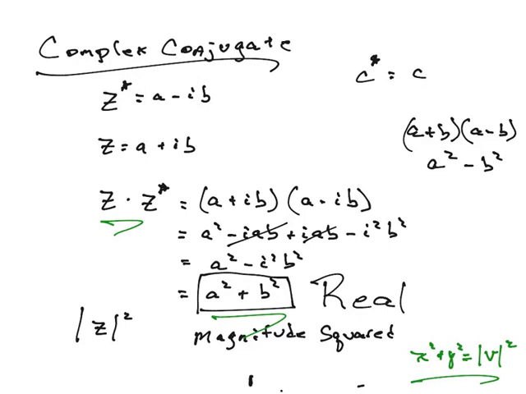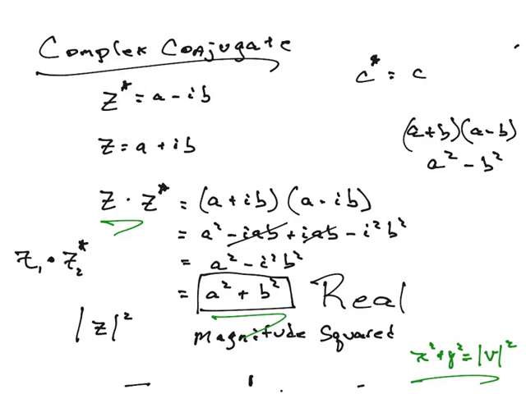Now, you don't have to only ever multiply z by its own complex conjugate. Of course, you could have z1 multiplied by z2's complex conjugate. Now, that's not necessarily going to be a real number. That probably will have imaginary pieces. It's just that when you multiply a number by its own complex conjugate, you guarantee to get rid of all imaginary parts, and you basically get the magnitude squared.